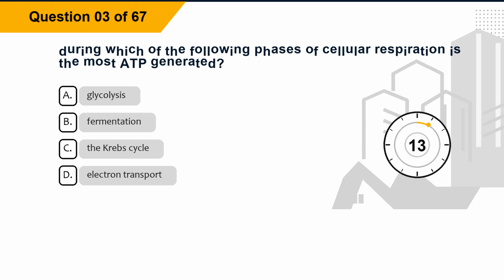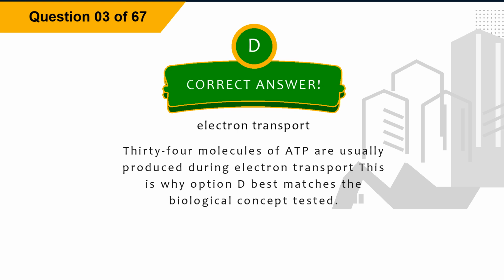Question 3. During which of the following phases of cellular respiration is the most ADP generated? Option A, glycolysis. Option B, fermentation. Option C, the Krebs cycle. Option D, electron transport. The correct answer is option D, electron transport. Explanation. 34 molecules of ATP are usually produced during electron transport. This is why option D best matches the biological concept tested.